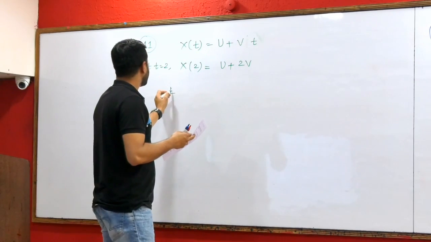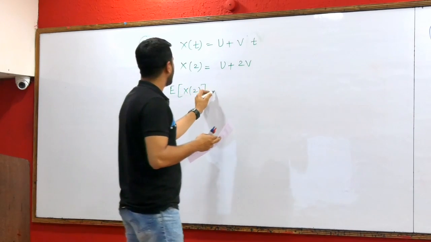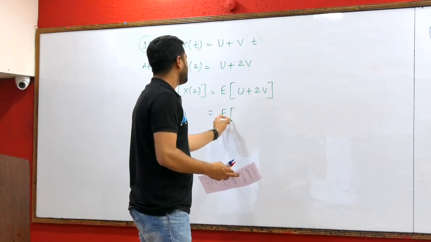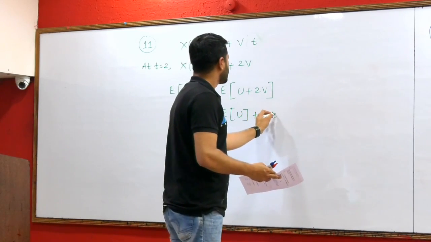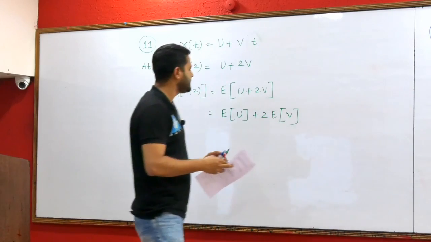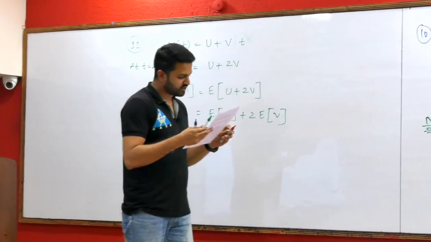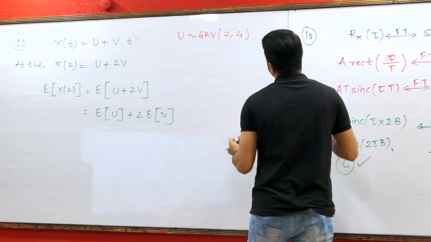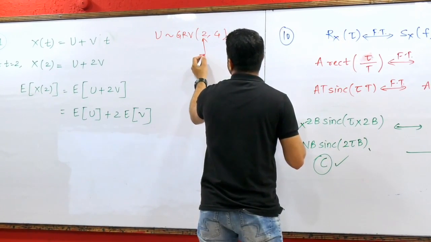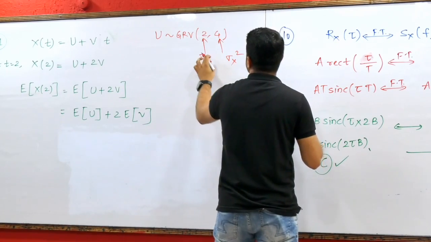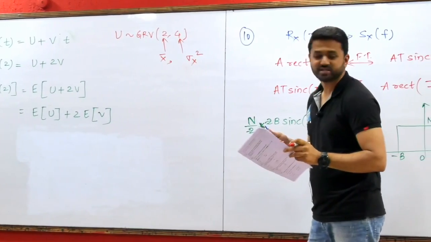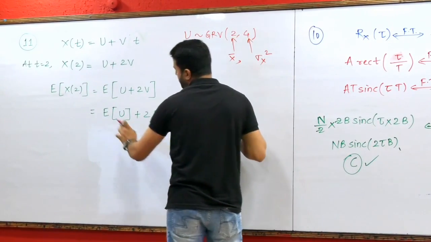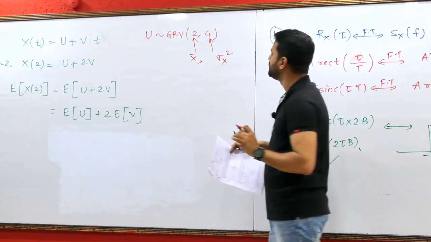Now we have to calculate the mean value of this x of 2, or you can say the mean value of u plus 2v. We can apply it to the individual terms, so you will get expected value of u plus 2 times expected value of v. What is the expectation of u? It is given that u is a Gaussian random variable with 2, 4. This means that the first is its mean and the second is its variance. So the mean value of this Gaussian random variable is 2 and the variance is 4. We require only the mean value of u, so that is 2.